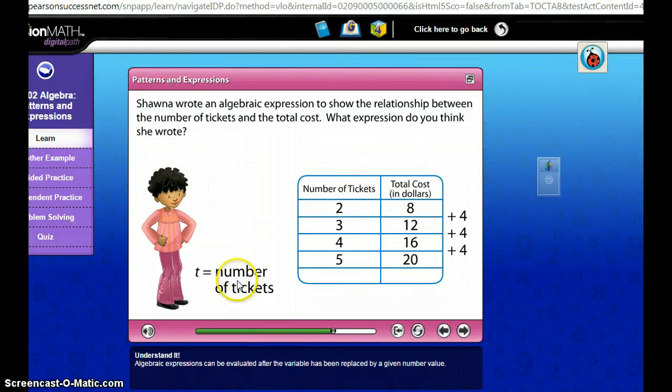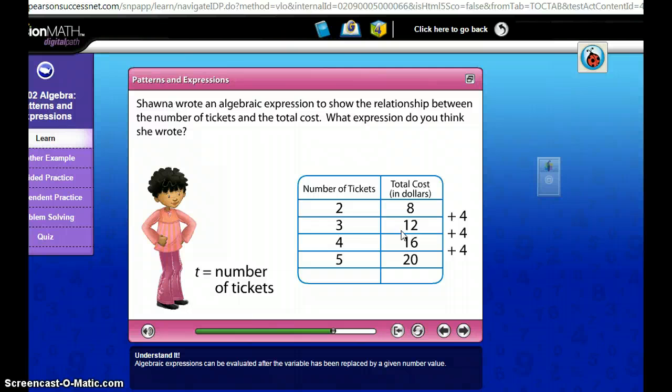Well, T is the number of tickets, they said. So if we do the number of tickets, that's 2 plus 4. Do we get 8? No. If we take T here plus 4, 3 plus 4, we do not get 12. It's not T plus 4.